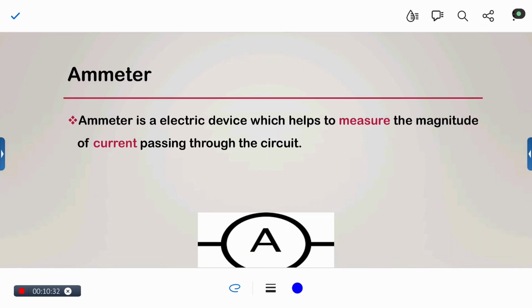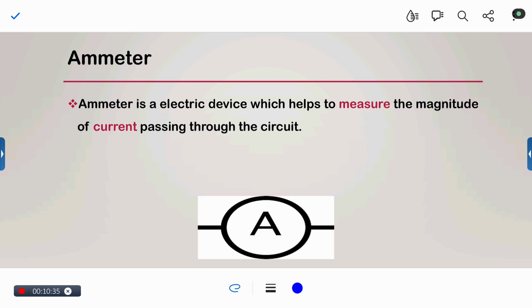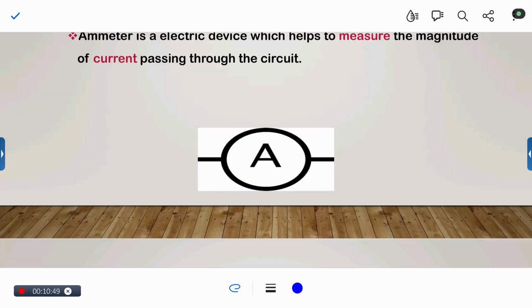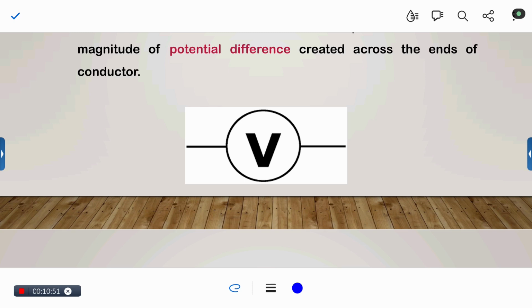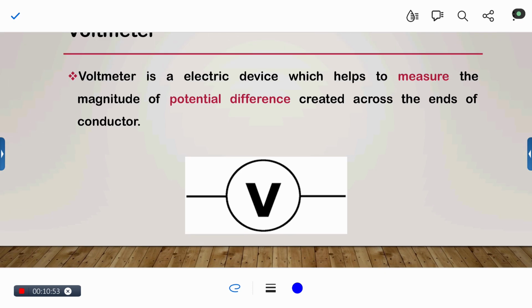Next, ammeter. For what purpose are you using an ammeter? In order to measure the magnitude of current. And the ammeter is represented by the symbol like this, a letter A enclosed in a circle. Clear? And then the next device you have is the voltmeter. For what purpose do you use a voltmeter? In order to measure the potential difference. Here also the same symbol, you write the letter V enclosed in a circle.